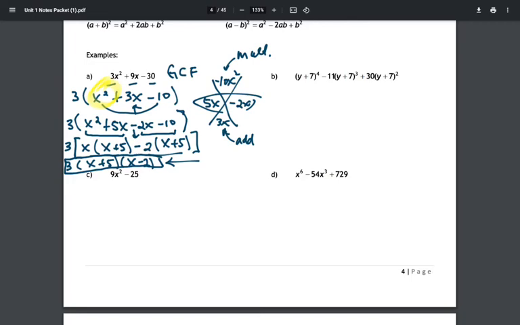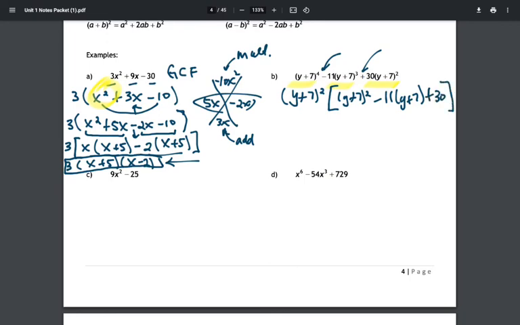All right, on the next one, you've got three terms. Terms are always separated by pluses and minuses. So you've got three terms, and all three of those terms have something in common. What they have in common is that y plus 7 squared. They all have at least a y plus 7 squared. So that's my GCF. When I pull that out of the first term, I'm left with another y plus 7 squared. When I pull it out of the second term, I'm left with 11 times y plus 7 to the first power. And when I pull it out of the last term, I'm left with the positive 30.